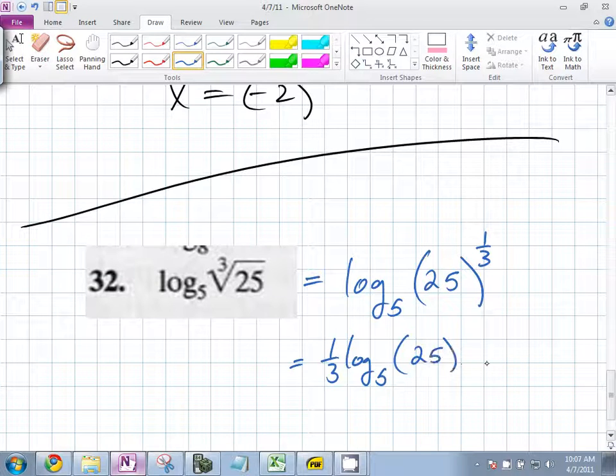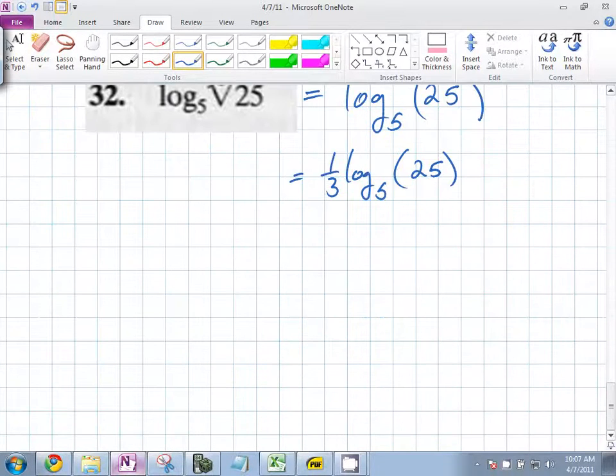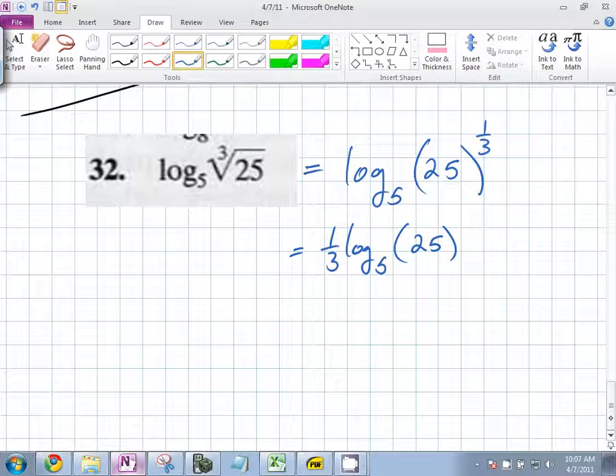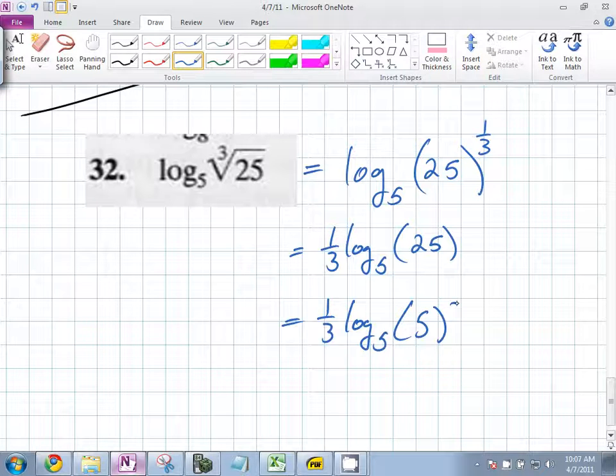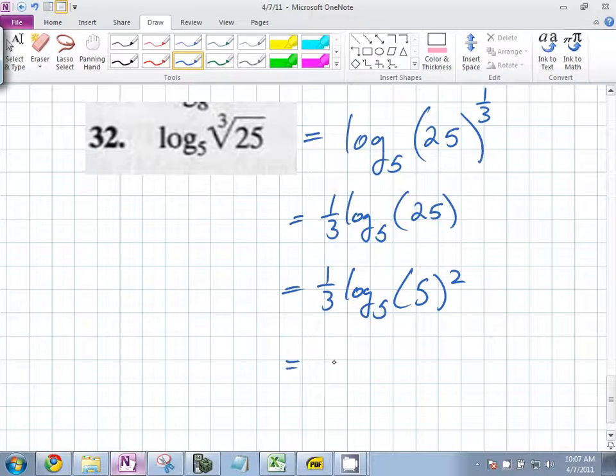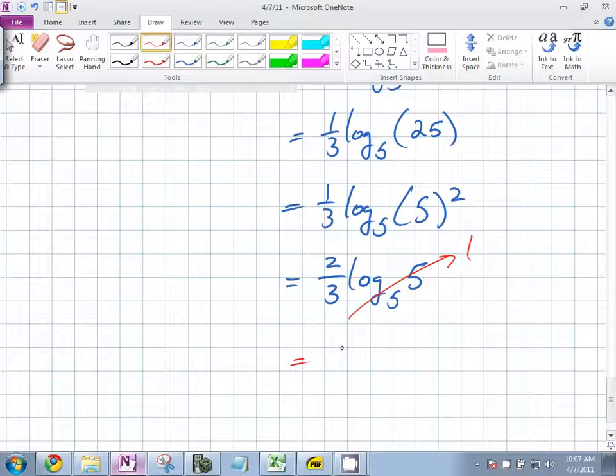This is something we did talk about yesterday, but you're going to have to do this over and over again. When you see 25, what do you automatically need to think about? 5 what? Squared. You automatically need to recognize powers. So what does that actually equal? That's 1/3 of log base 5 of 5 squared. What can you do with that 2? So it's 2/3 log base 5 of 5. What is log base 5 of 5? 1. So what does this equal? 2/3.